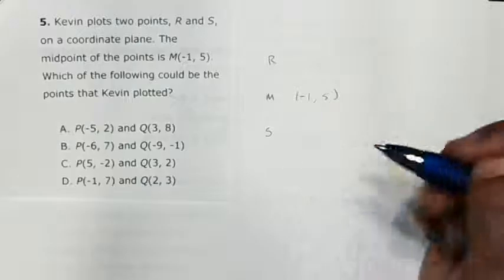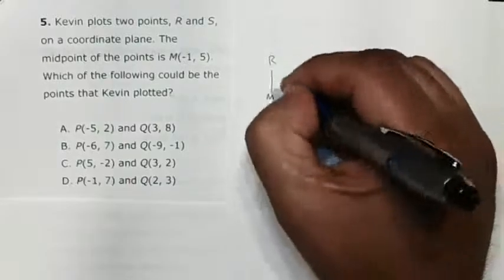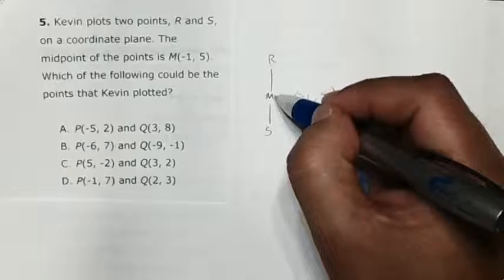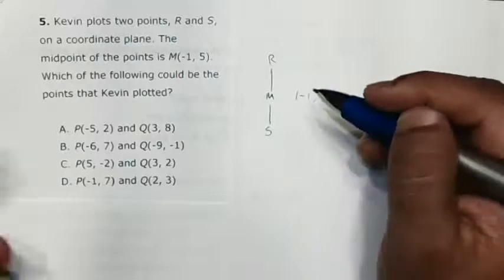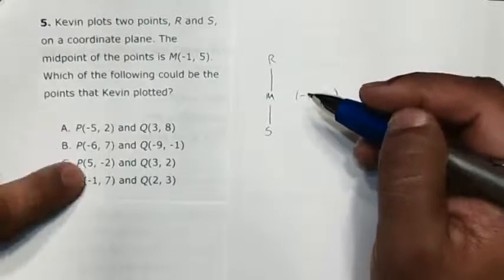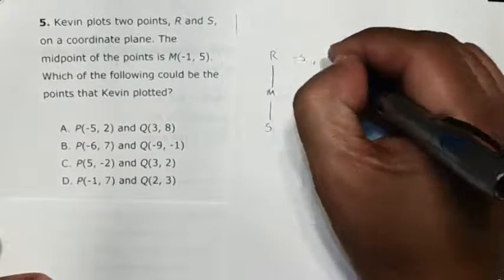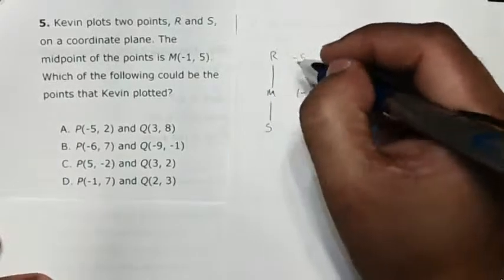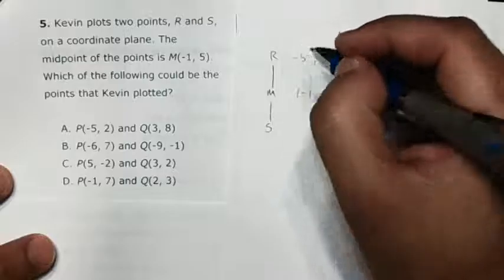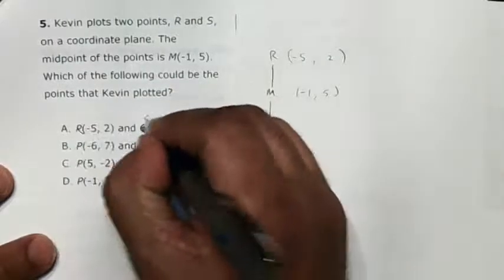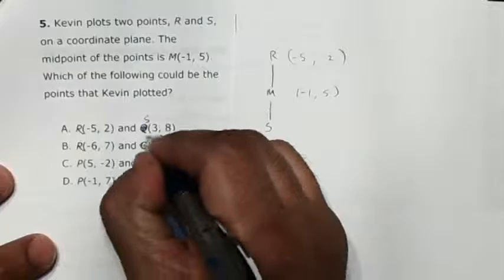and S. Okay, well remember that if I have a midpoint, that means the distance from M to R is the same distance from M to S. So that's what we're going to do. We're going to have to test these out and see which ones work. So if I'm at -5, 2, this should be R and this should be S for all of these.